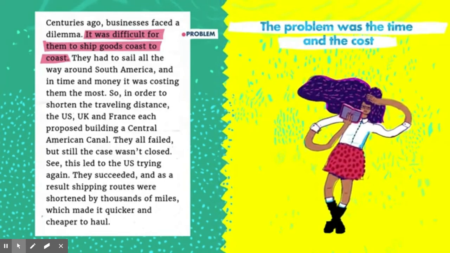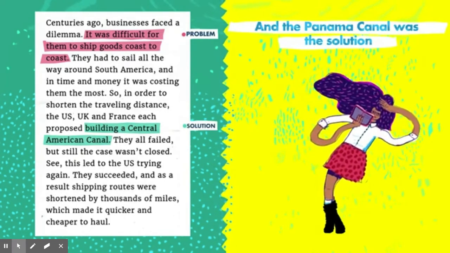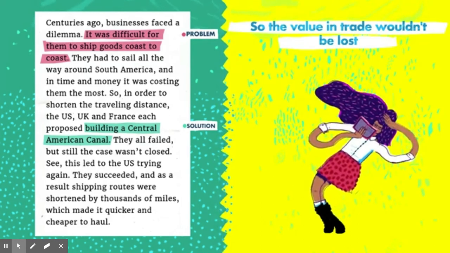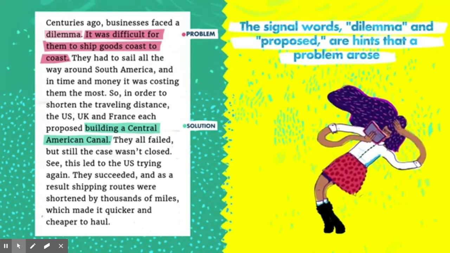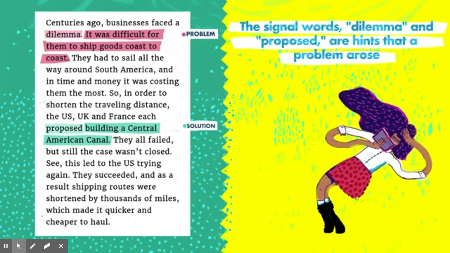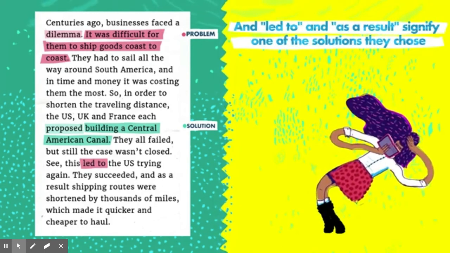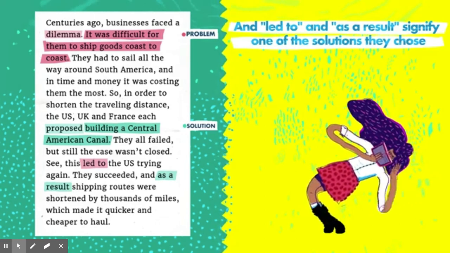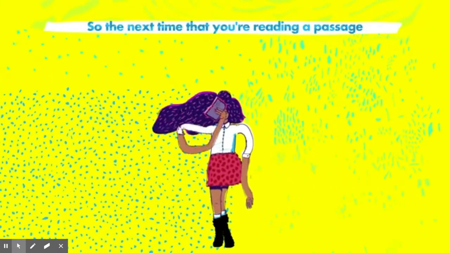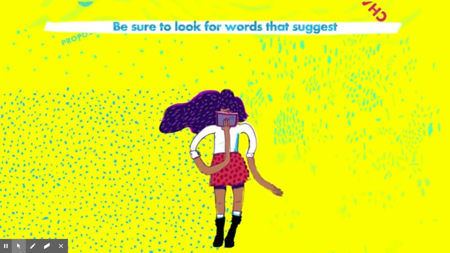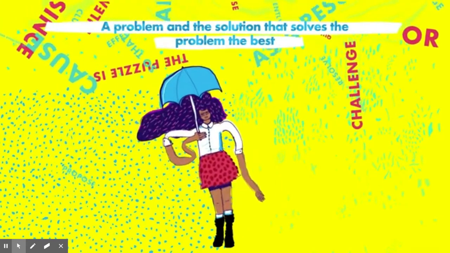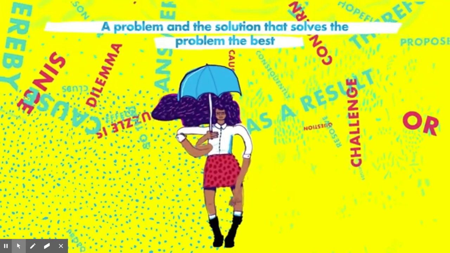So let's examine what we just read. The problem was the time and the cost, and the Panama Canal was the solution. So the value in trade wouldn't be lost. The signal words, dilemma, and proposed are hints that a problem arose and led to, and as a result, signify one of the solutions they chose. So the next time that you're reading a passage, be sure to look for words that suggest a problem and the solution that solves the problem the best.